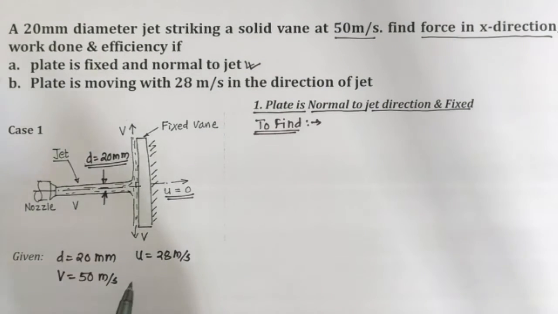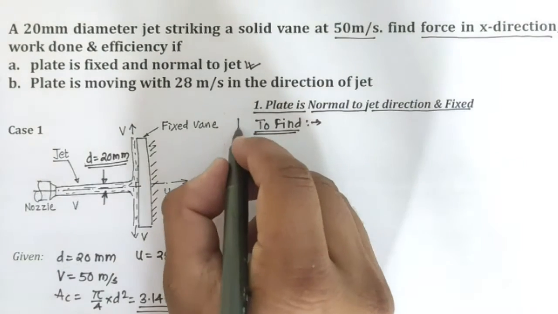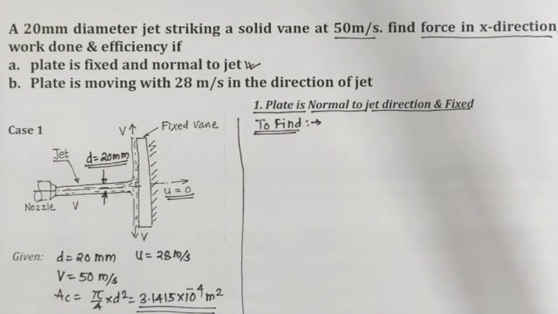So first of all we will find out the area. Cross sectional area A is equal to pi by 4 into d square, and it comes to 3.1415 into 10 raised to minus 4 meter square. So this is the cross sectional area. This is an essential thing related to the solution of this numerical.